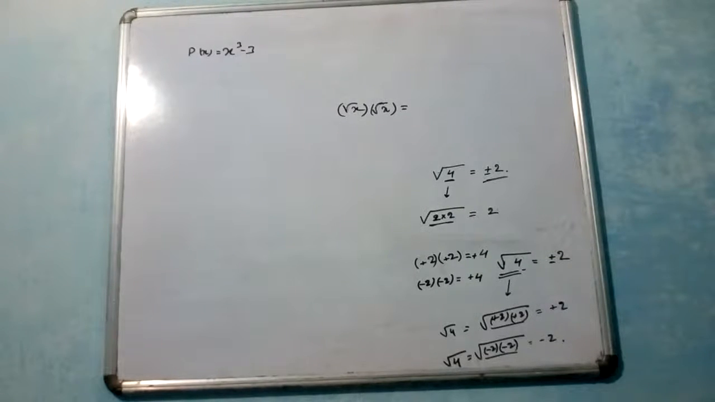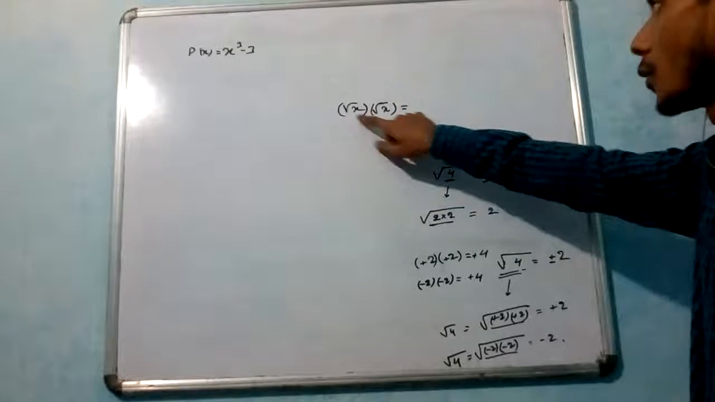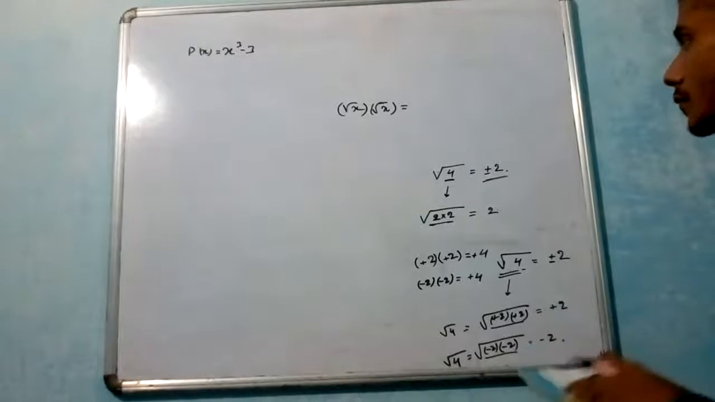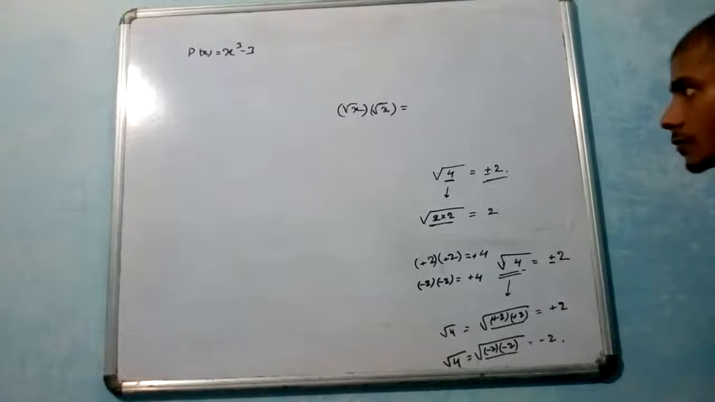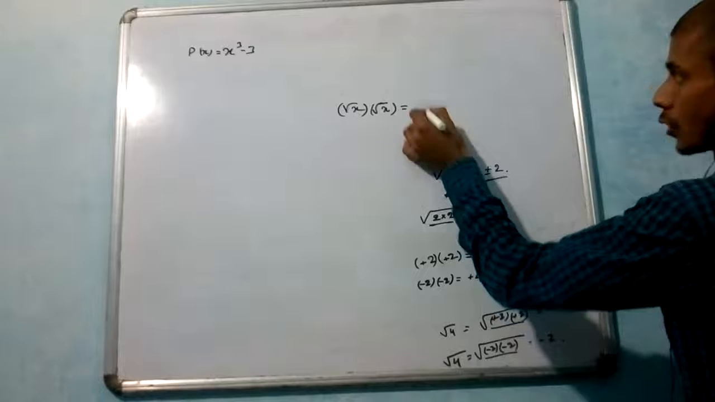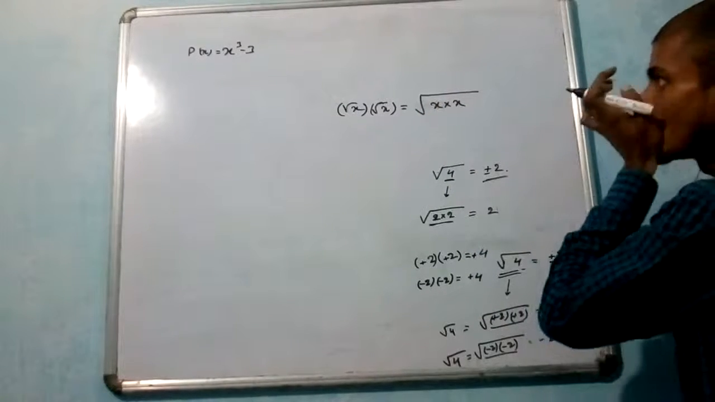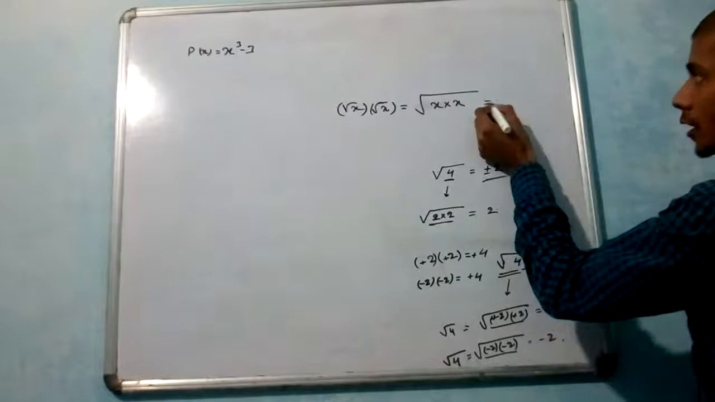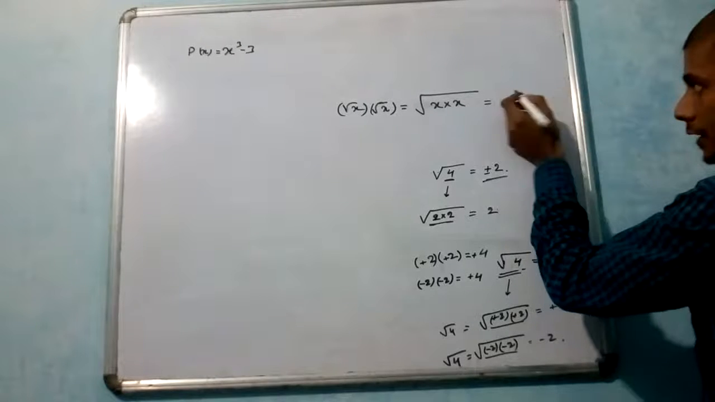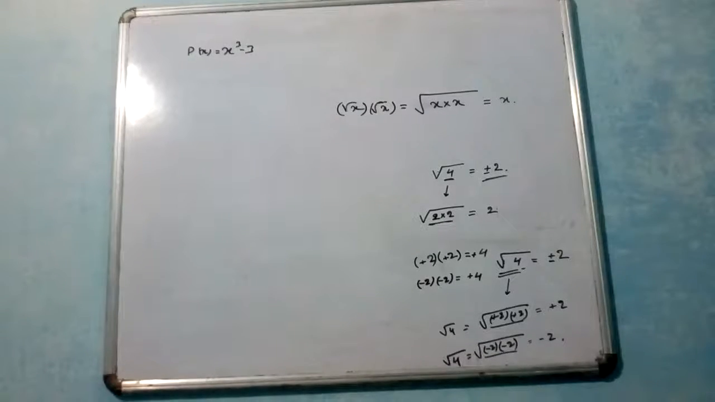So there is the question. Here is root x into root x, how much? X? No. Check it. So root of x square, that is x into x, x square. So what we can take out from this? X. Fine? Okay. So come here now and see.